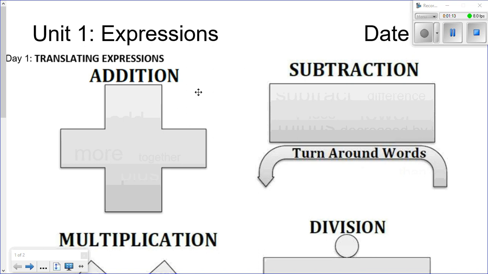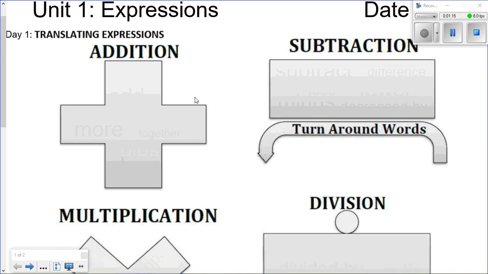Now, underneath all that, you're going to write all these different operations, because what we're doing today is trying to figure out the words that mean the operations and how we can describe operations. So we're translating from talking to math, basically. Now you do not need to draw all these shapes. Do not draw these shapes.